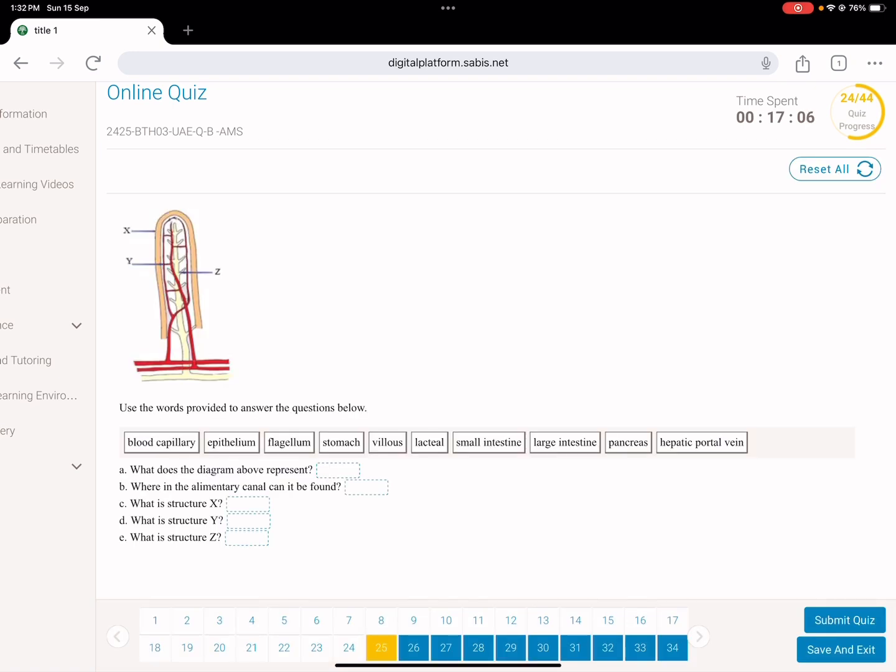Okay, what is this diagram? Of course, this diagram represents a villus, which is found in the small intestine, and that's the main site for absorption. What is structure X? Of course, the outermost layer is going to be the epithelium. Structure Y is going to be the blood capillaries, where sugars and amino acids are absorbed, while structure Z is the lacteal, and mainly fats are absorbed inside here.